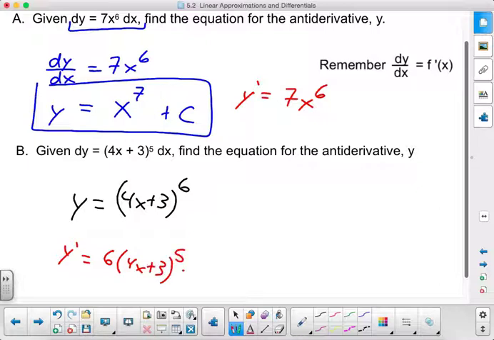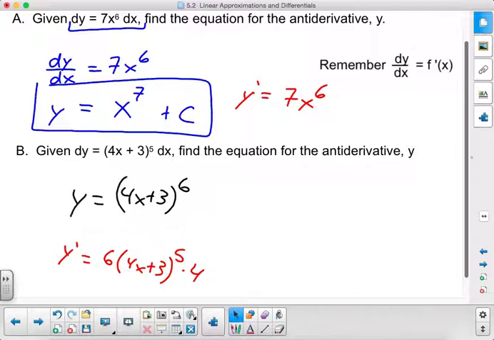So where's the 6? But then times what though? Times the 4 inside, because that's the inside. So obviously, is this the right answer? No. I need to somehow get rid of this 6 and get rid of this 4. How do I get rid of the 6 and the 4? I need a what on the bottom? I need a 24 on the bottom.